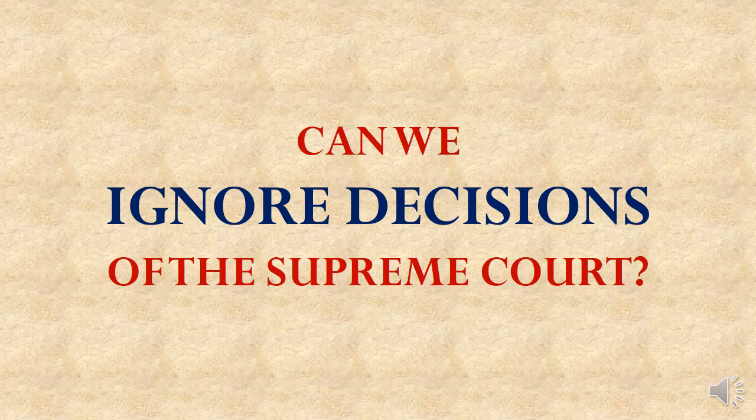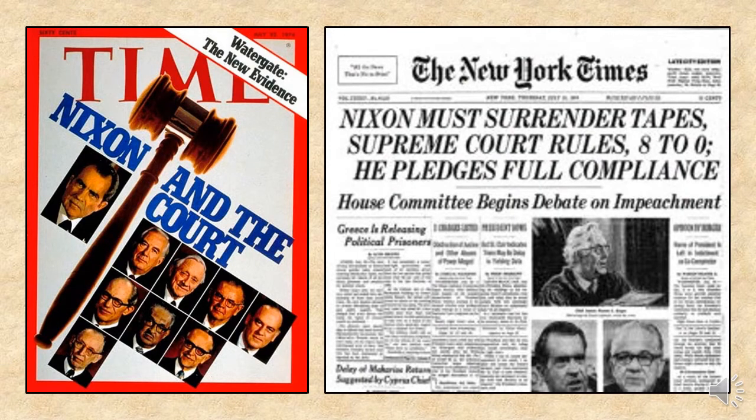So what if we just simply say, no, we're not going to obey that. You got it wrong, Supreme Court. We're just going to ignore what you said and go do our own thing. Will that work? Well, we've got a pretty startling example from fairly recent history in the big history of the United States of America. We're talking about within the past 50 years.